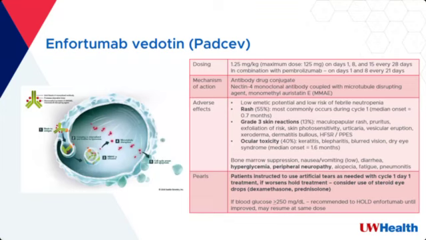That Nectin-4 monoclonal antibody is bound to a microtubule disrupting agent called MMAE. When Nectin-4 binds to the cell surface and is internalized, that MMAE is released from the antibody, and then exerts its effect as a microtubule disruptor and causes cell cycle arrest and apoptosis. We can see those skin toxicities in up to 55% of patients with grade 3 skin reactions as well.